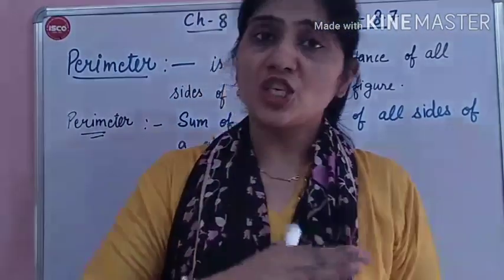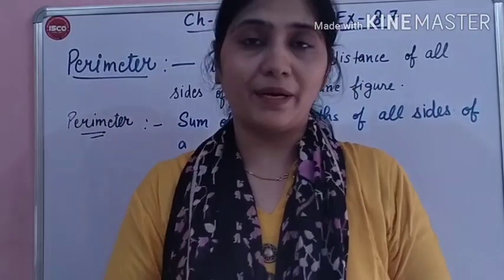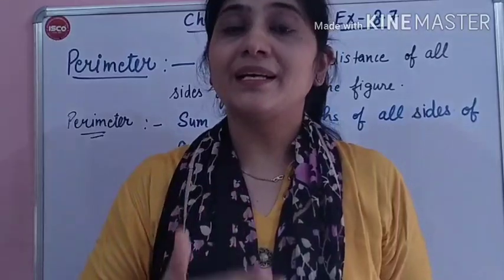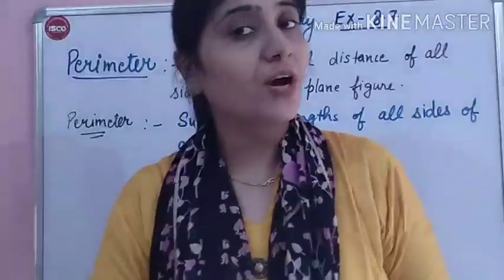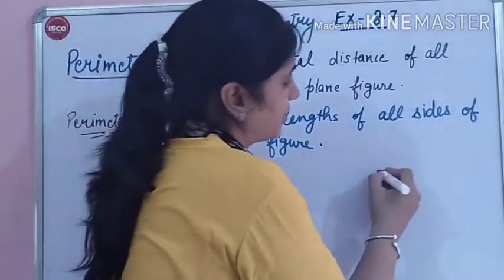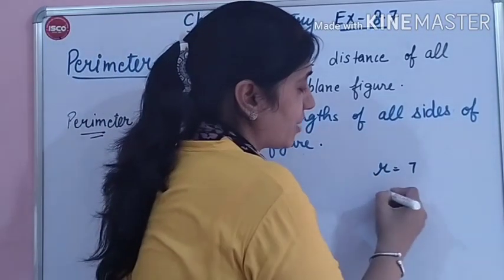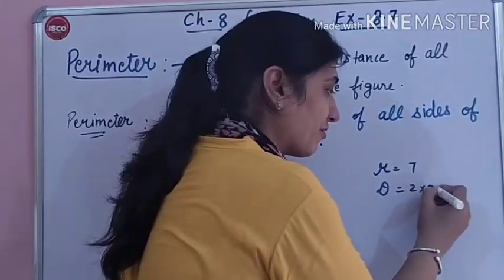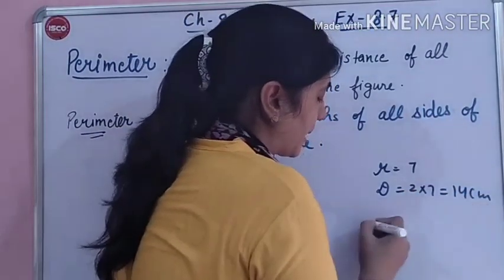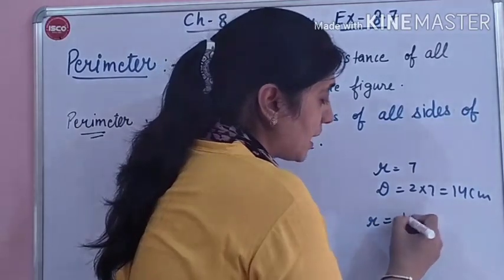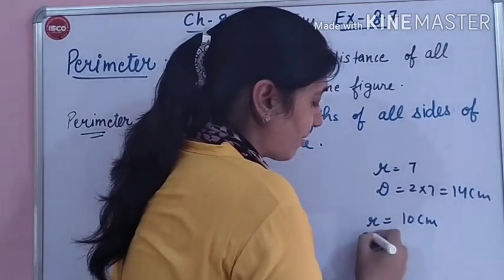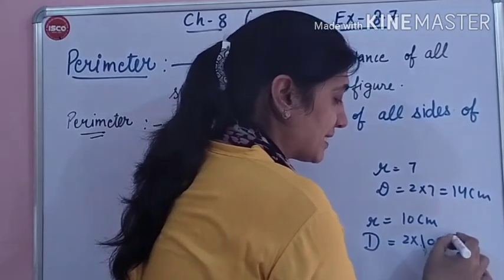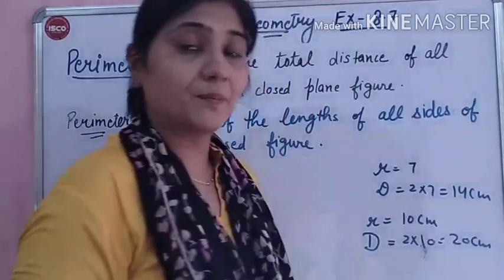And what is the relation between radius and diameter? Okay, tell me. Yes, what is the diameter? Diameter is twice the radius. Okay, tell me, if radius is 7, then what will be the diameter? 14. Very good. 14 centimeter. If radius is 10 centimeter, then what will be the diameter? Yes. 2 tens are 20 centimeter.